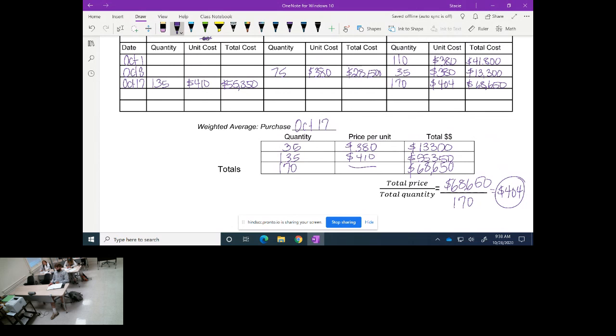All right, so now we have a sale, October 26th. We have a sale of 125 units. No question about how much it is. We've only got one per unit cost. So 125 times 404 is $50,500. That will leave us with 45 units at 404.